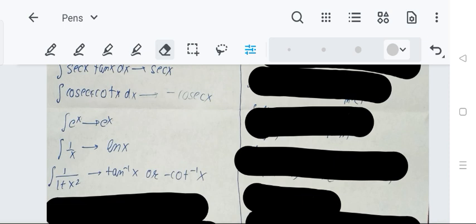Then another important integration is that integration of 1 upon 1 plus x square is equal to tan inverse x or minus cot inverse x. The differentiation of tan inverse or cot inverse is 1 upon 1 plus x square.